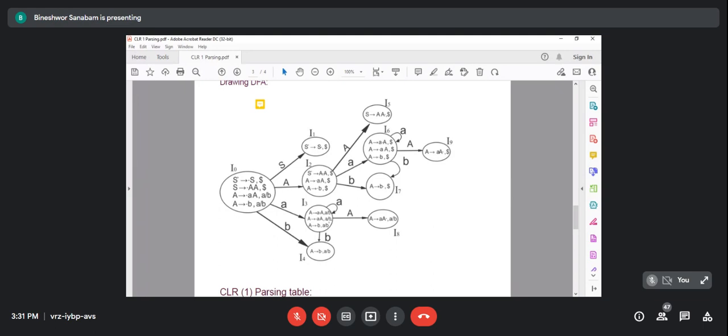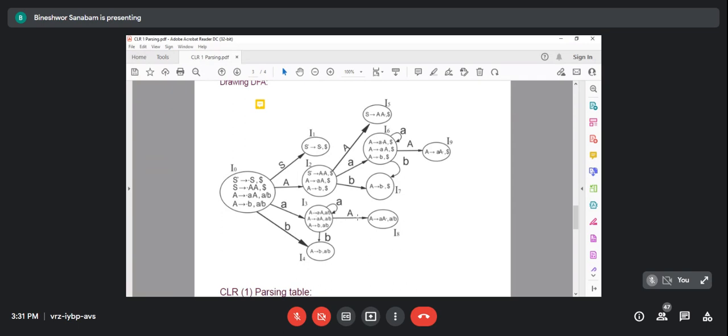And if you consider I3, if you carry out goto with small letter a, it's going to be the same I3 again. Okay. If you carry it out with this small letter a, it will give you the production of this first line, so the dot will come to the middle: A implies small letter a dot capital letter A. Everything is the same, so it will give this same step only.